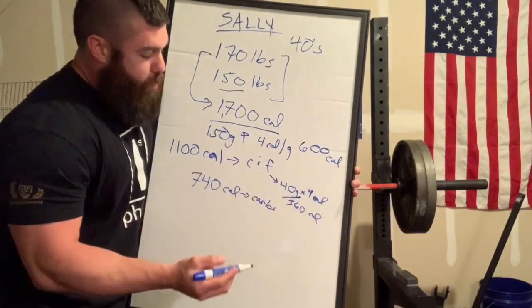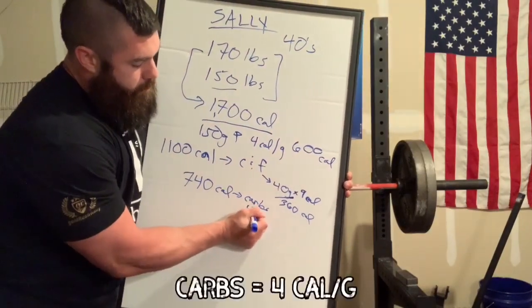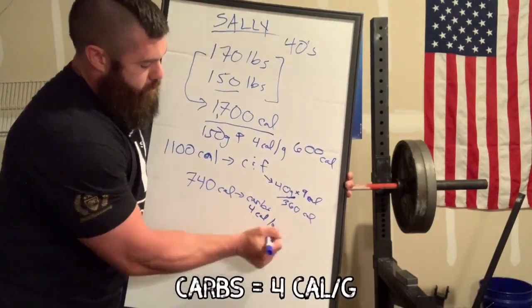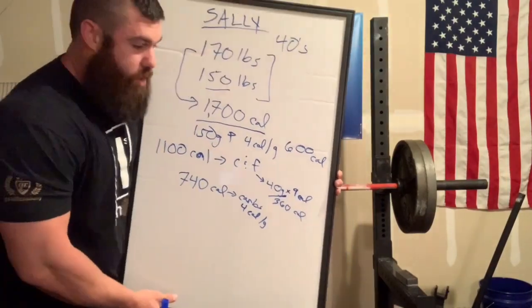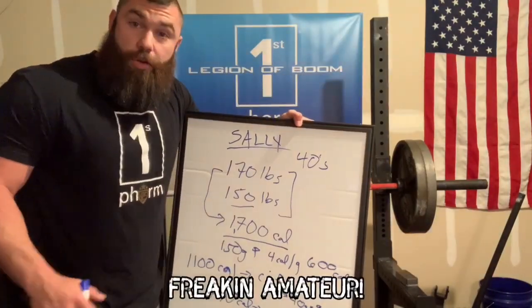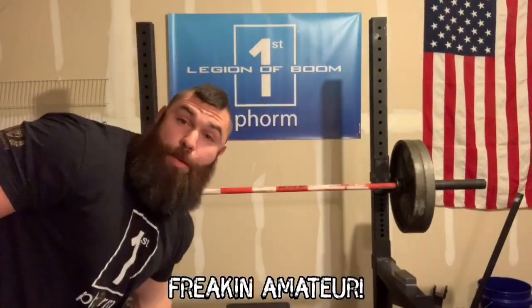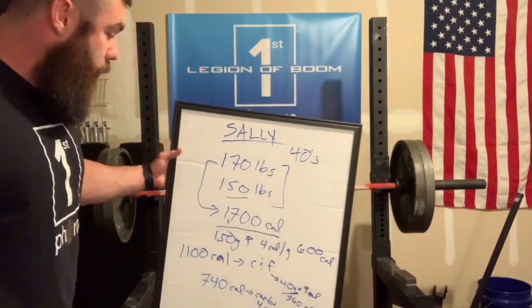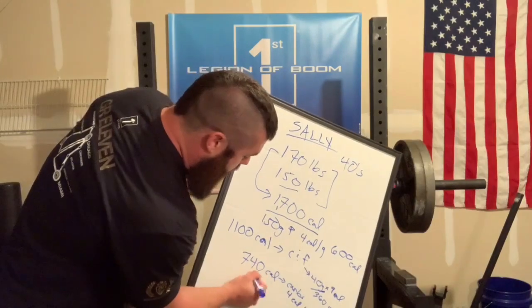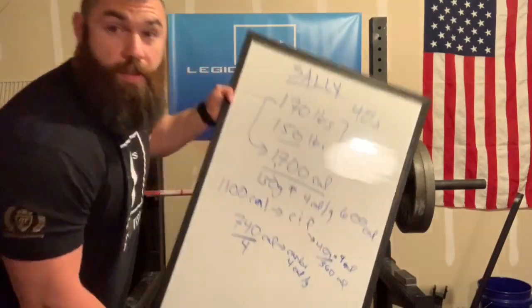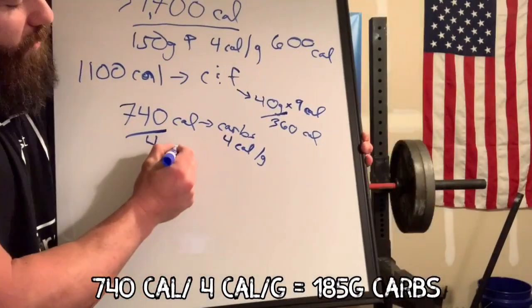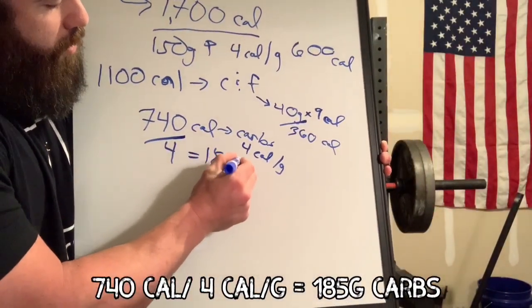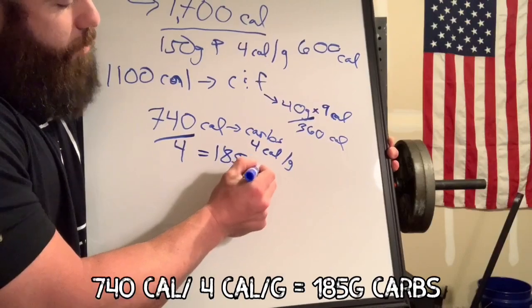Now, carbs are 4 calories per gram, which means we take 740 and divide it by 4, and that's going to give us our number of carbs. Oh, I gotta go grab a calculator, sorry. And I'm back. Sorry about that, guys. So 740 divided by 4 is going to be 185. So that's 185 grams of carbs.